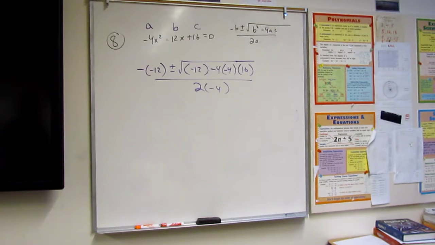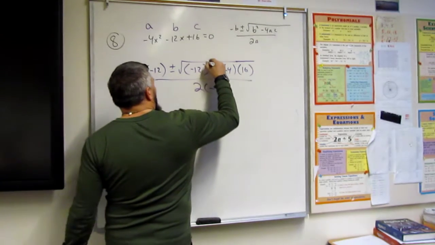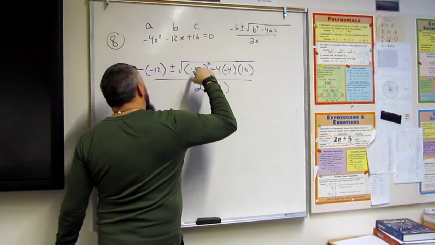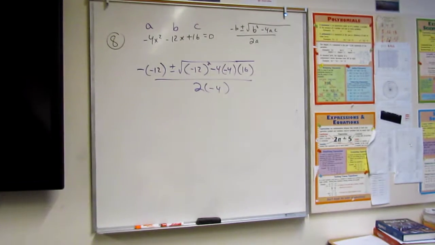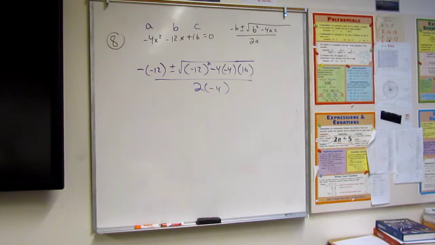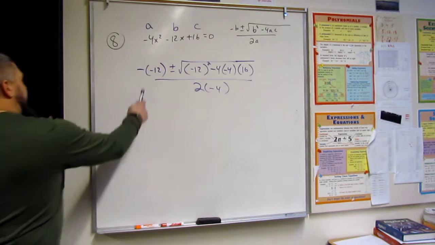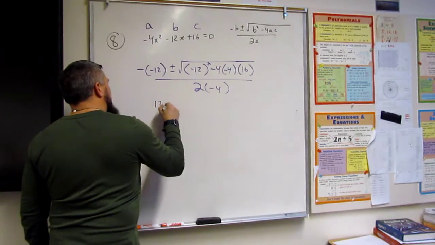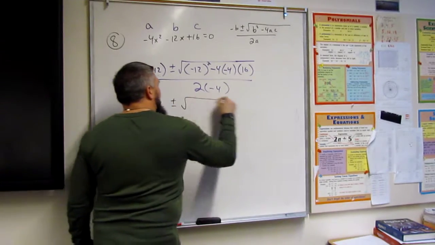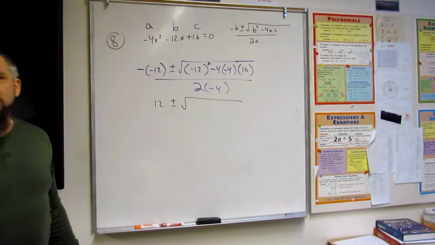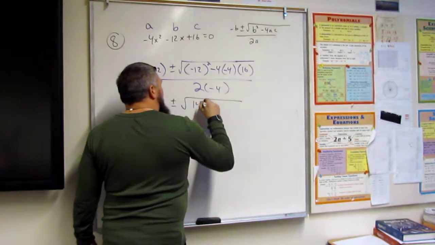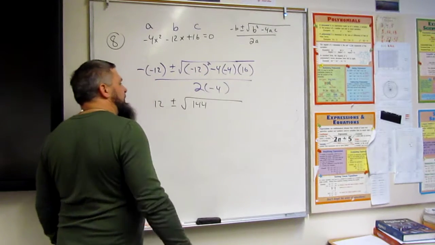Did I forget the square? Whoops, thank you. This is negative B squared, or this is B squared. B squared. Thank you. Okay? Alright, and now you just do the math. Negative and negative make a positive. So that's 12, plus or minus the square root of negative 12 squared, which is 144. So anything negative becomes positive.